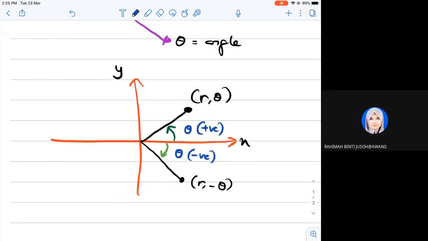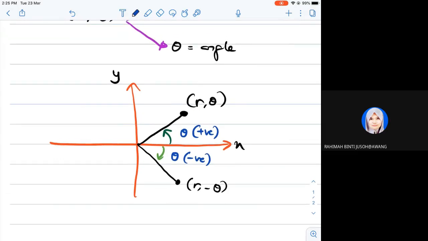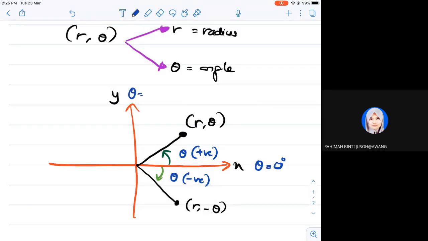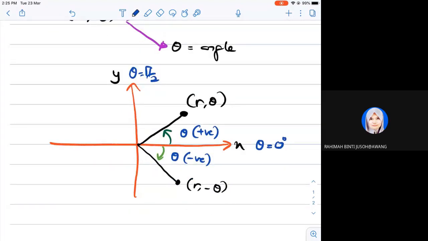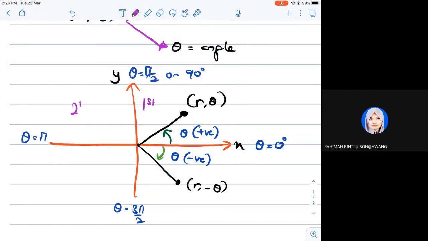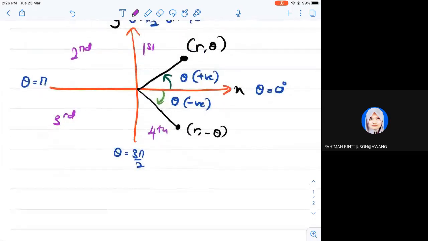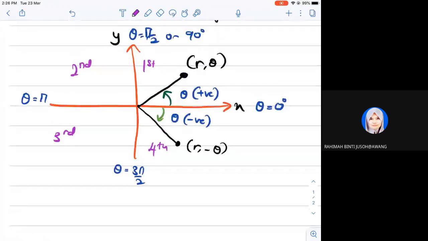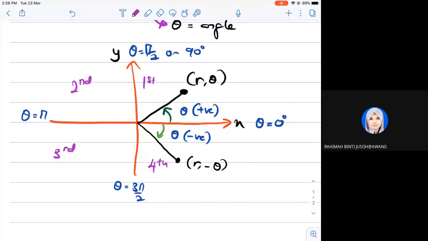Okay, and then we know that here is 0 degrees, and up here should be angle equals pi over 2, or 90 degrees, of course. And then here theta equals pi, and here theta equals 3 pi over 2. So altogether, you will have first quadrant, second quadrant, third quadrant, and fourth quadrant. So you have to identify the position of the angles. If it is the first quadrant, the angle starts from 0 until 90 degrees.